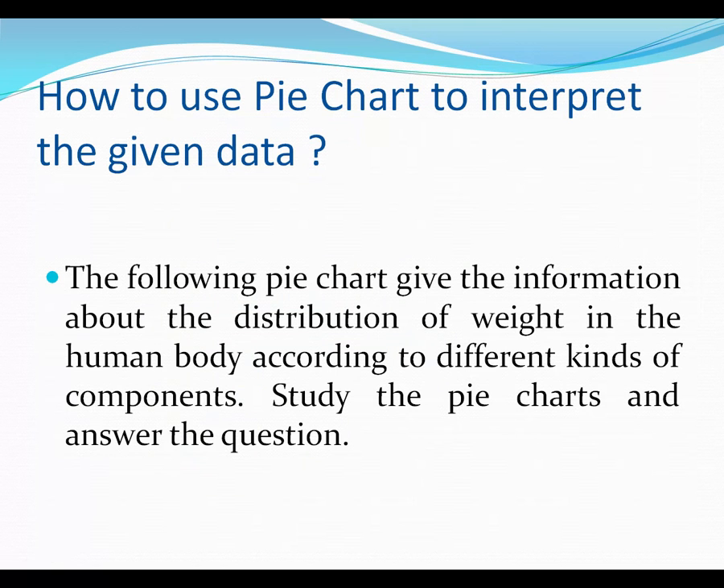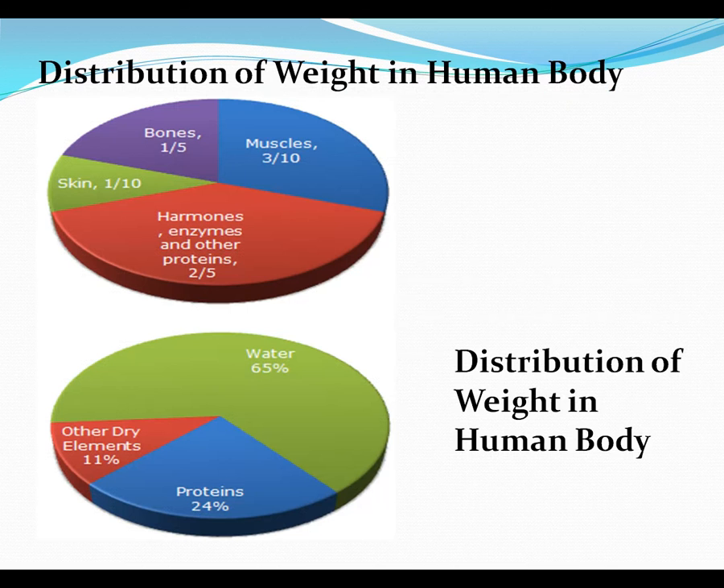Next we are also going to learn how to use a pie chart to interpret the given data. So the pie chart, you can see, will be of this form. Here we are given one example, which is distribution of weight in human body. As you can see, 3/10 is of muscles, 1/5 portion is of bones, 1/10 portion is of skin, and the remaining hormones, enzymes and all is of 2/5 part of the total portion.